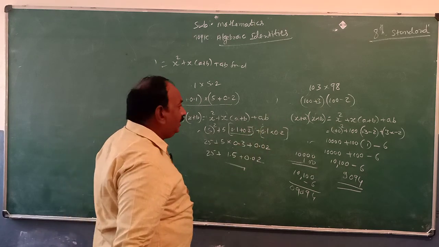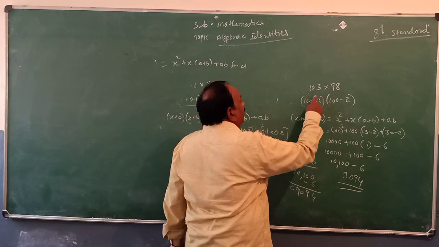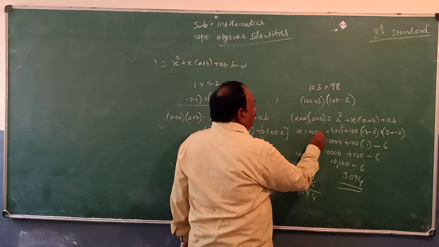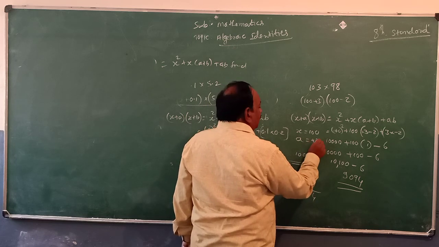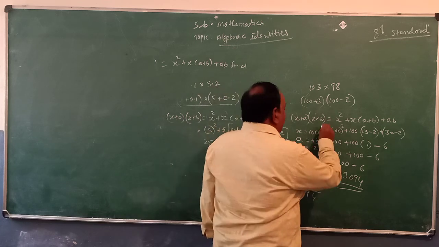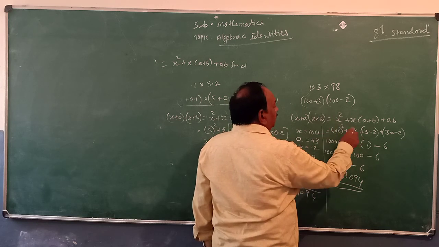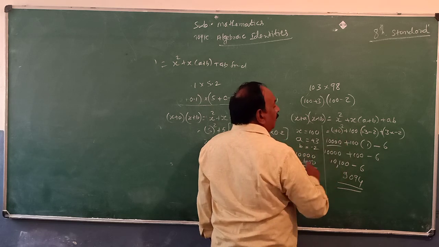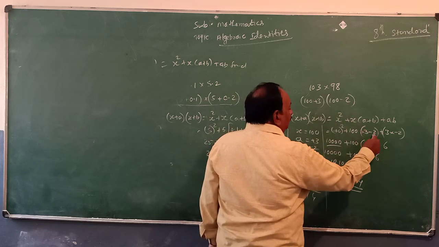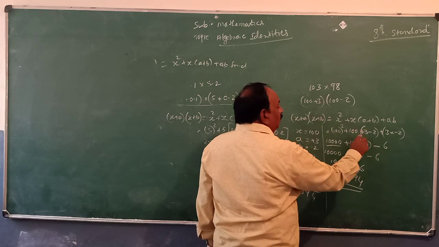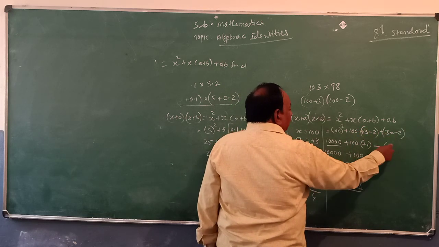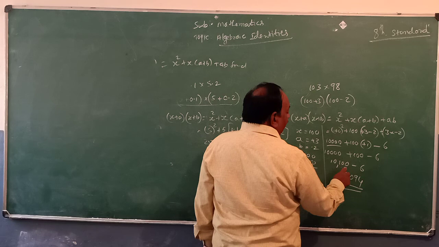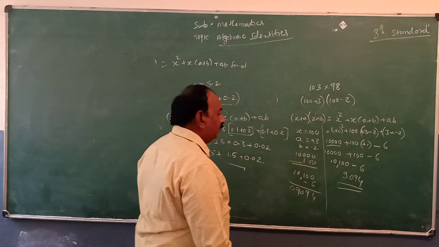If you want to do it once again, 103 can be written as 100 plus 3 and 98 as 100 minus 2. Here x is equal to 100, a is equal to plus 3, b is equal to minus 2. 100 whole square means 10,000. 100 into (plus 3 minus 2), 3 minus 2 is plus 1, because we put the greater number's sign. Plus into minus, 3 twos are 6. 100 ones are 100, minus 6. So 10,000 plus 100 minus 6.